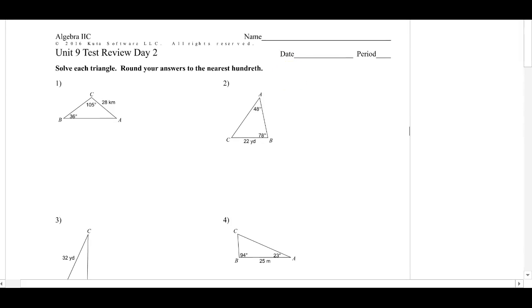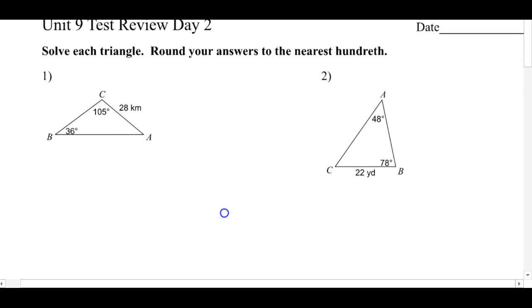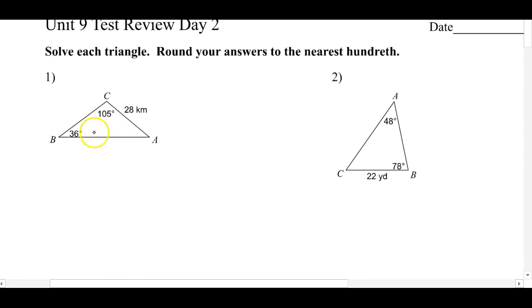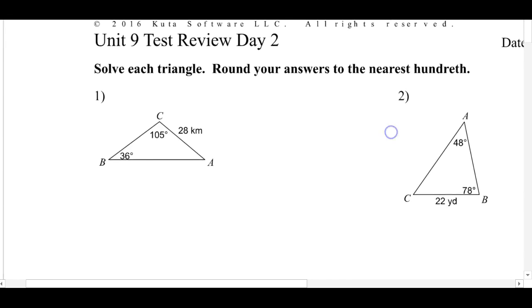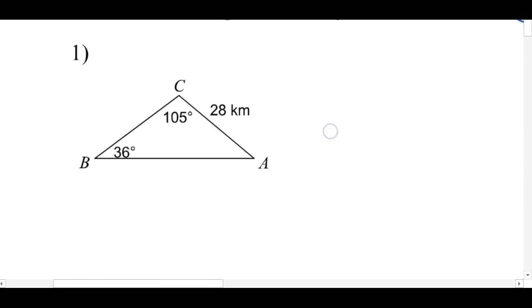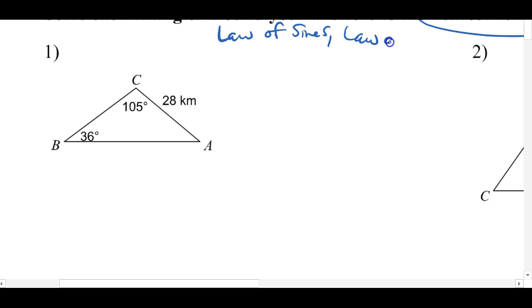Okay, so for this worksheet, the biggest focus is solving the triangles. We're trying to solve this triangle. So for number 1, and just remember, when we get our answers, round to the nearest hundredth, 2 places after the decimal. Just keep that in mind as we work through this problem. For number 1, the first thing you want to try is law of sines. Try that first, and then if you can't do that, then you want to try law of cosines.